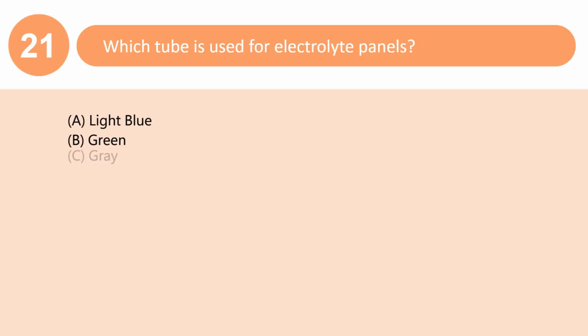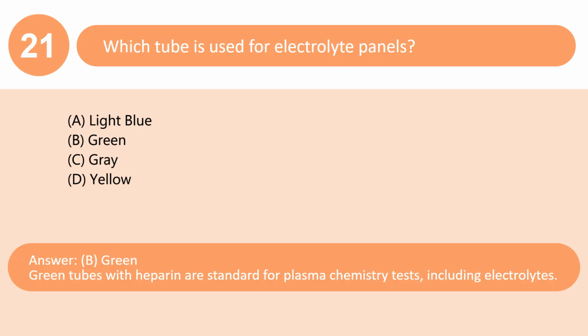Which tube is used for electrolyte panels? A. Light blue. B. Green. C. Gray. D. Yellow. Answer: B. Green. Green tubes with heparin are standard for plasma chemistry tests, including electrolytes.